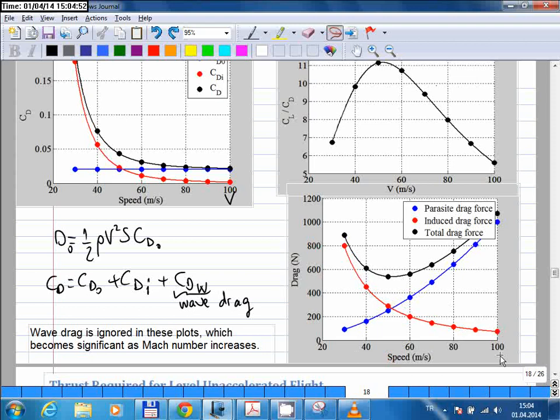So every point on these curves corresponds to a steady level flight condition. For example, the data you see here are valid for the 40 meter per second steady level flight at a certain altitude. The altitude is constant in all of these calculations. So if you fly your aircraft at 40 meters per second, then this is how much parasite drag force your aircraft experiences, and this is the amount of the induced drag force. The total drag force becomes this.